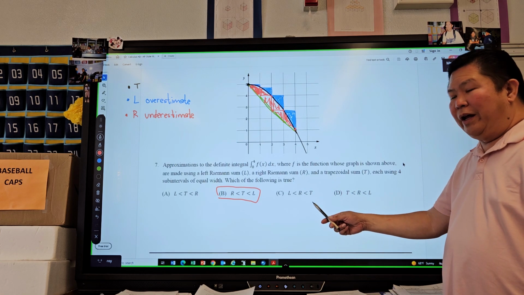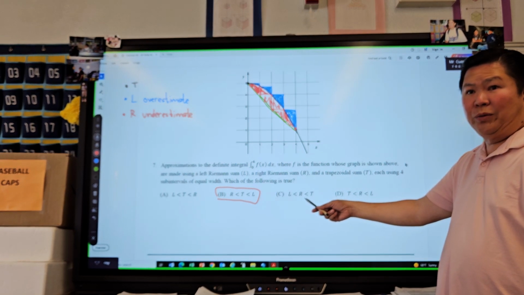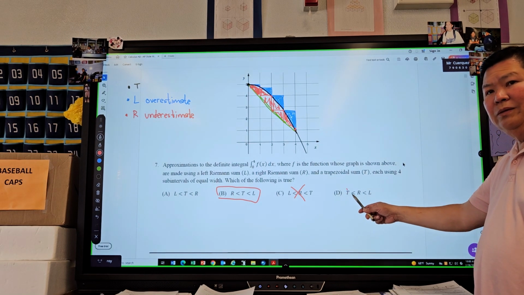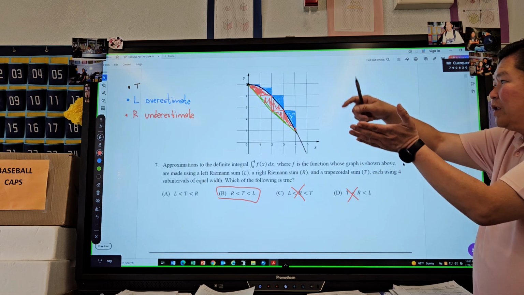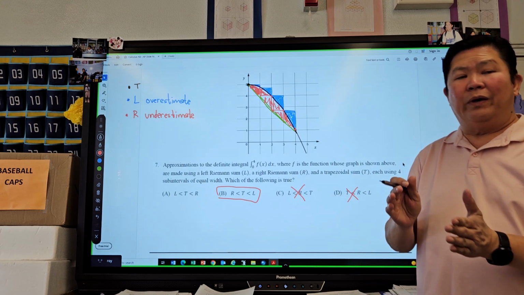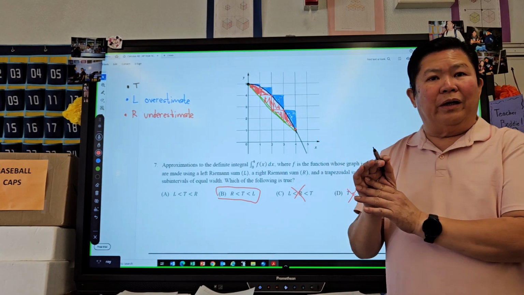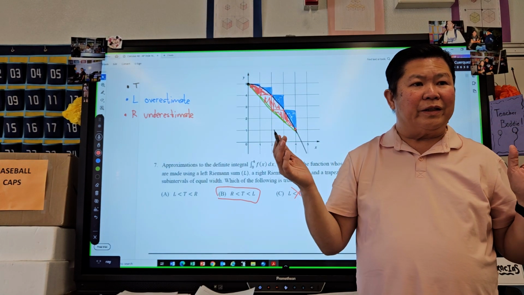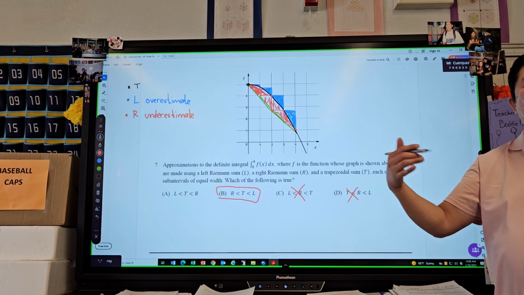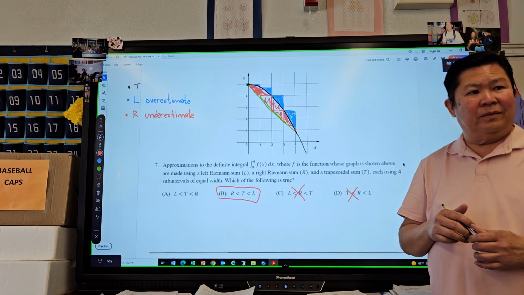Now, don't dare to choose letter C because R is not in between, right? This is not the right option. And also, this one is not the right option because T, the black graph, should be in between. You get me, guys? That is why I said a while ago, this is very controversial, because if you don't do it this way, then you might be at a loss. Okay, guys? Is number 7 clear to you? You don't have to solve, but you just analyze by doing left and right Riemann sum. Okay.